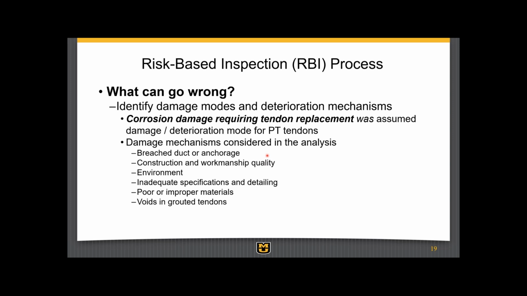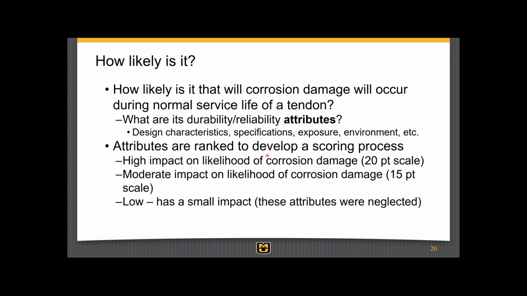So they came up with 6 areas in general. Breach of duct or anchorages, it's water leaking into the duct or an anchorage. Quality issues with construction or workmanship. How aggressive is the environment that surrounds the bridge? Are there adequate specifications and detailing requirements included in the bridge to prevent the ingress of water and corrosive materials? Are you using poor or improper materials? And what is the likelihood that voids might be produced in a grouted tendon based on the factors that might contribute to a void being generated? So we'll talk more about those as we go along.